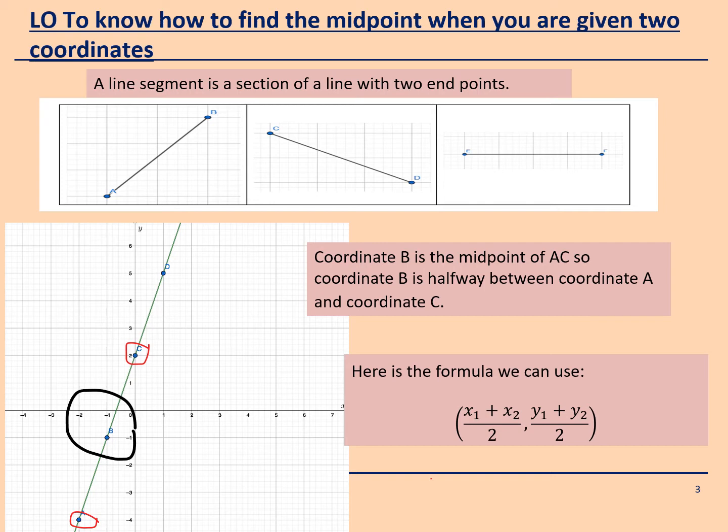Here's the formula we can use. So we'll take the x coordinate of A, plus the x coordinate of C, and divide it by 2, and we'll find the x coordinate of B. And then we do the same with the y coordinate. We take the y coordinate of A, we add it to the y coordinate of C, and then we divide that by 2, and we'll get the y coordinate of B. Pause this if you decide that you want to write some of this down. The formula will carry on all the slides.